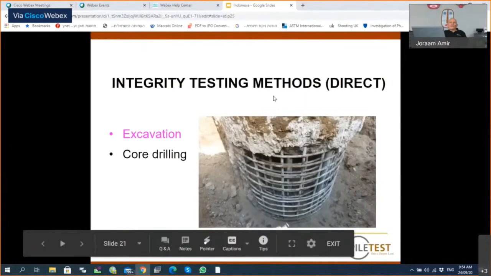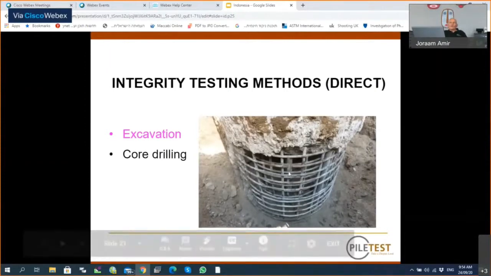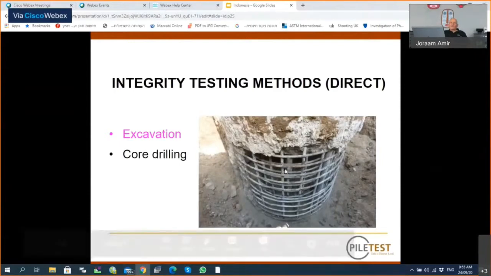There are two families of integrity testing methods. The first one and the oldest one is excavation. If you suspect that your pile is not very sound and there may be some defects, you can just excavate around it, and sometimes this is what you discover. Of course, you must have some suspicion that something is wrong with this pile. Of course, you cannot go very deep with this method, especially if you have high groundwater level.